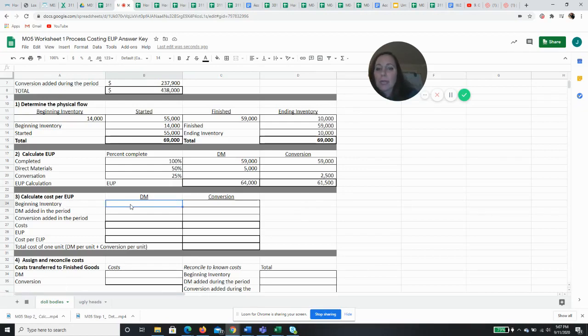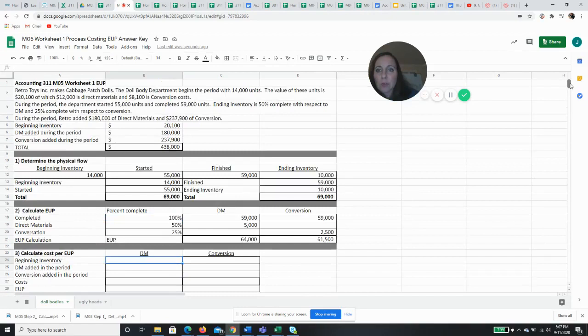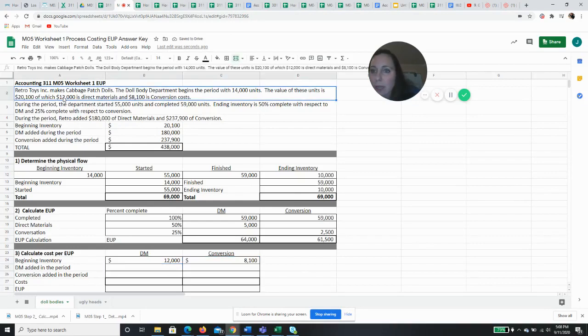So we're going to start with our beginning inventory. All right, so our beginning inventory, if I go up here, we know is 20,100. I need to split that between direct materials and conversion. So luckily, when I read here, it tells me the value of the units in beginning inventory is 20,100, of which 12,000 is direct materials and 8,100 is conversion. So I'm going to put that down here. 12,000 is direct materials and 8,100 is conversion, okay? So I got that right here, 12,000, 8,100.